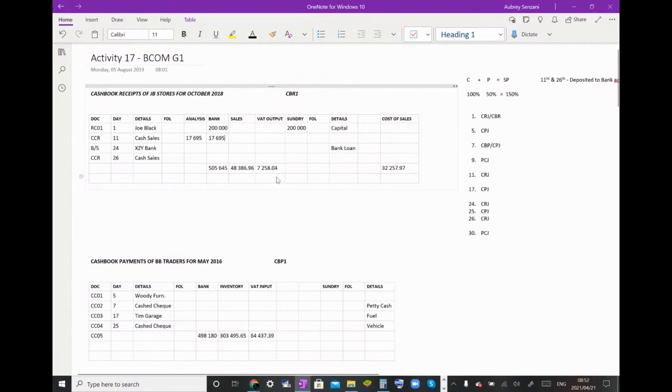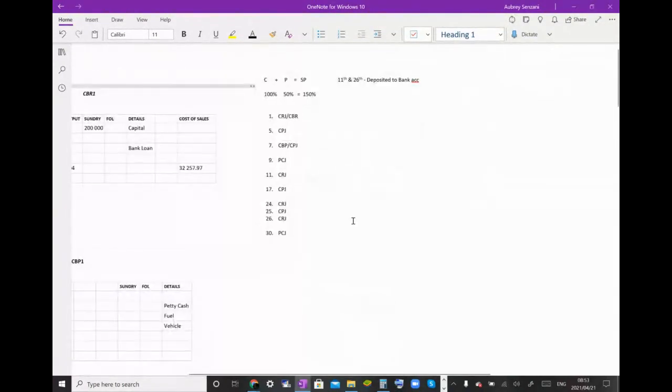Then we know that this was sales. So sales is going to be affected. But here's the thing. Here we can't use the VAT inclusive amount, because remember, when we look at our revenue, we want only the portion that belongs to us, not the portion that belongs to SARS. So we say to ourselves, of this 17,695, how much of it belongs to us? In other words, what is the VAT exclusive amount? We want the VAT exclusive.